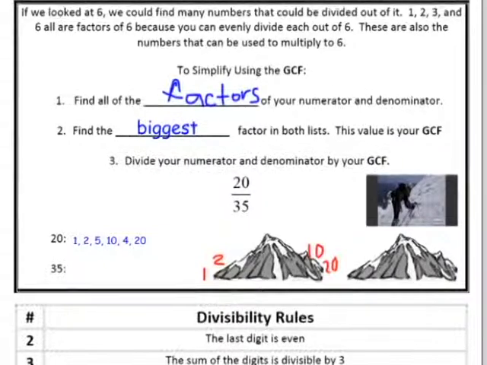3, let's go up. Go into our divisibility rules. The sum of the digits must be divisible by 3. 2 plus 0 is 2. Well, I can't divide 2 by 3, so it's done.